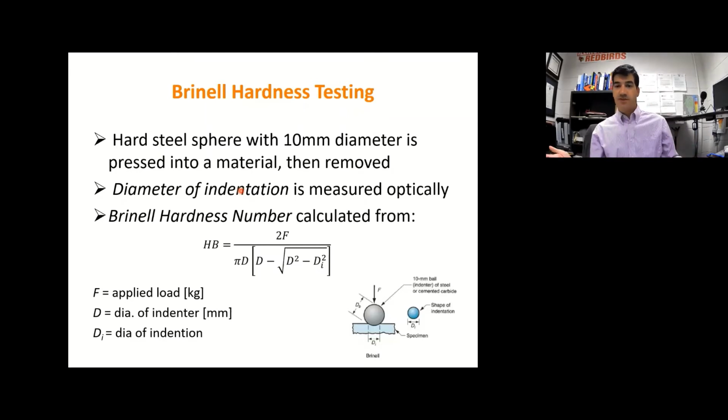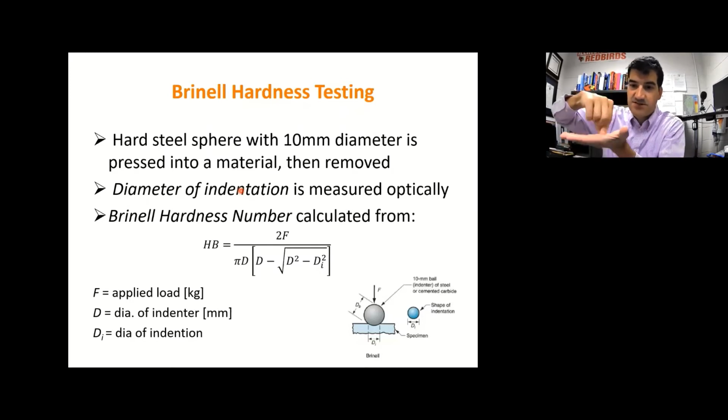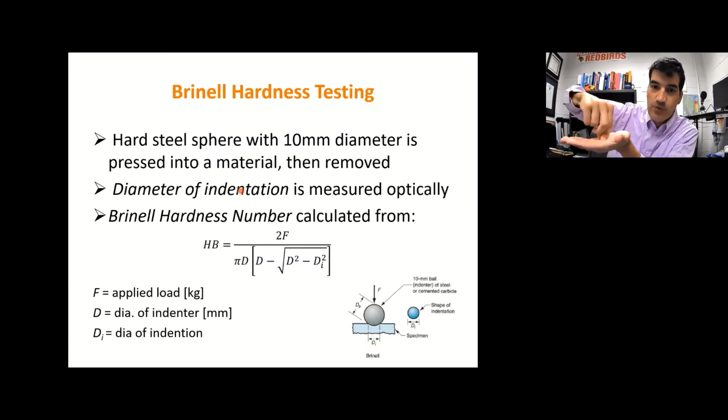What you do in Brinell hardness testing is you take a steel sphere that is 10 millimeters in diameter, and then you press it into the material, and you need to be able to measure how much force you're applying as you're pressing that steel sphere into the material. So you've got to have some force gauge that tells you what force you're applying to the steel sphere.